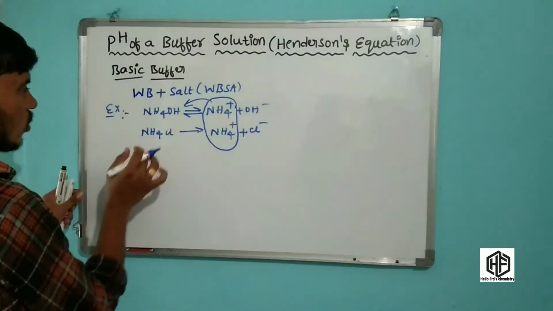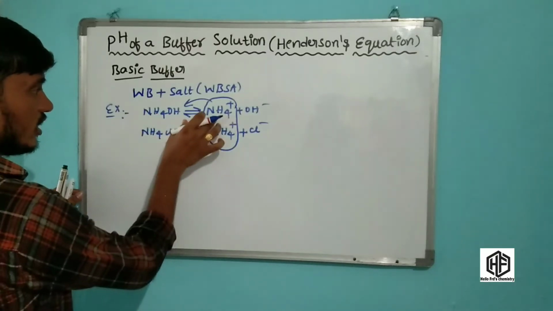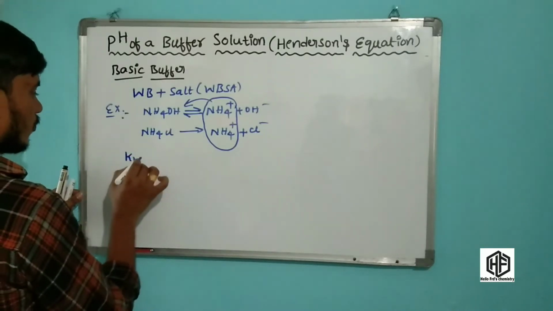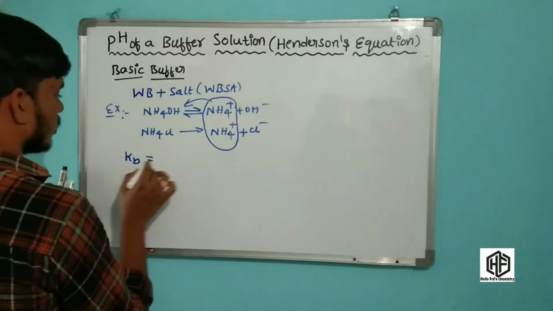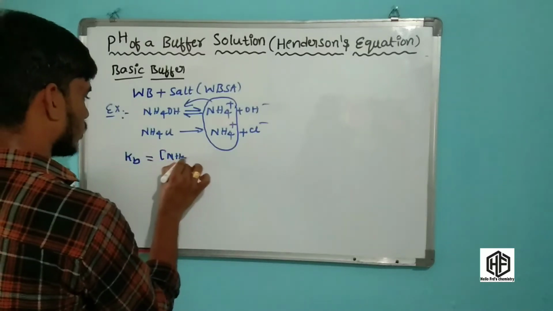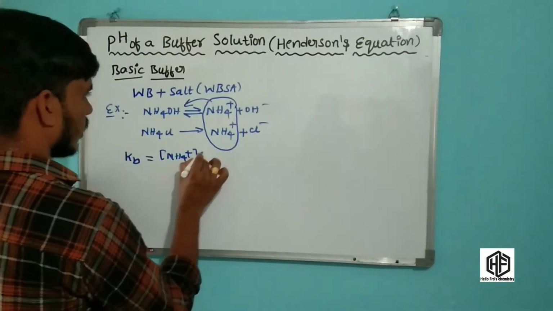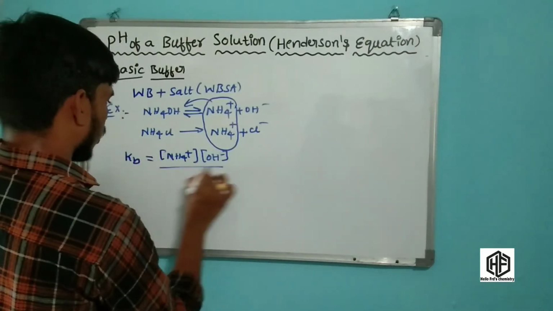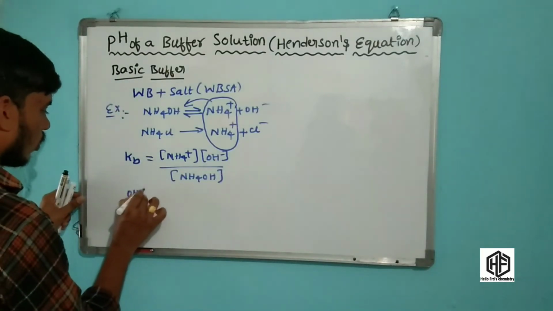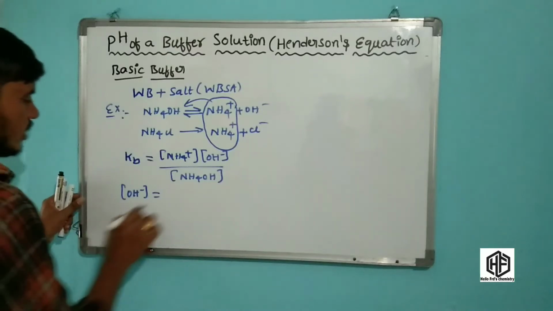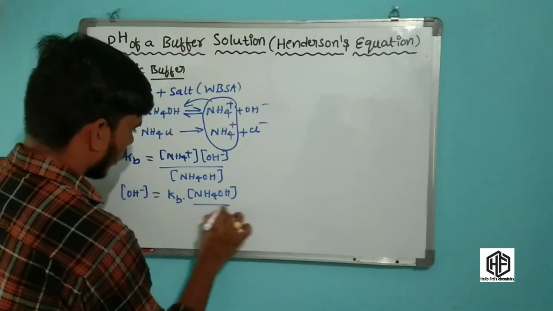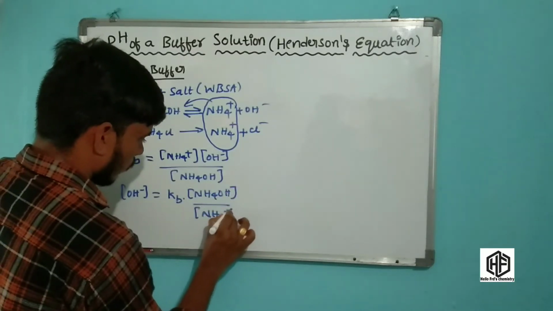Now it is called a weak electrolyte. Now we have to find the ionization constant of this weak base, called Kb. Kb is equal to the concentration of products, concentration of NH4 plus into concentration of OH minus, by concentration of NH4OH. Now we have to calculate the concentration of OH minus, which is Kb into concentration of NH4OH by concentration of NH4 plus.